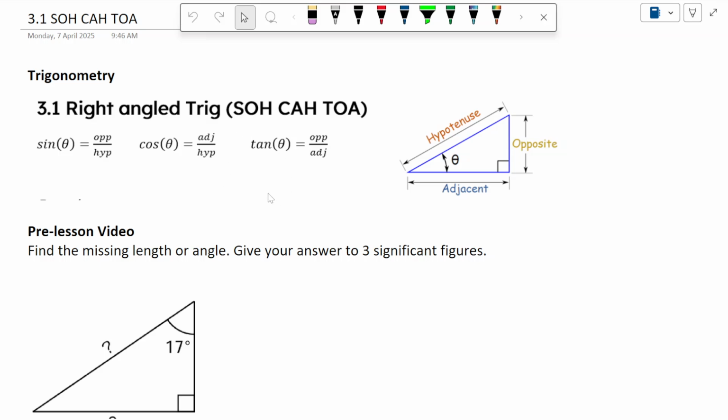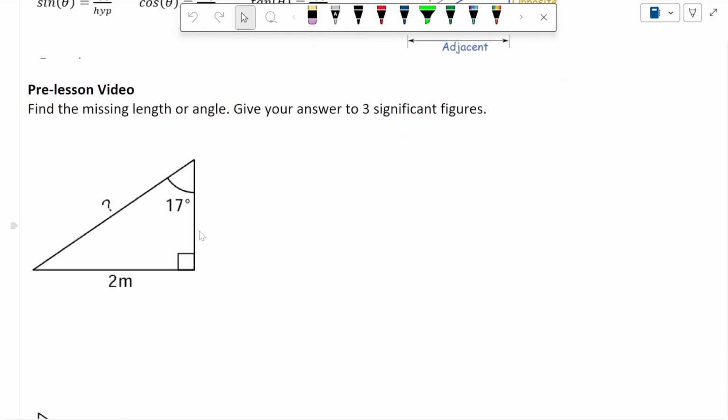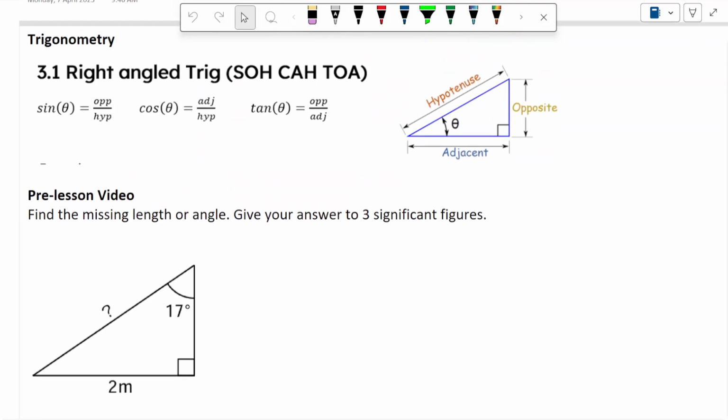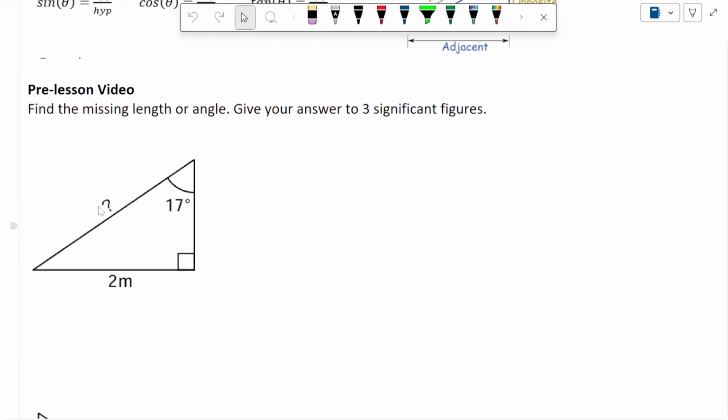In this video, we're looking at SOH CAH TOA, which is right-angled triangle trigonometry. Essentially, what this means is that you've got three things that you care about on a triangle. That's two different side lengths and one of the angles, and you can find the third thing, whatever that happens to be. So your first step is to label the triangles.